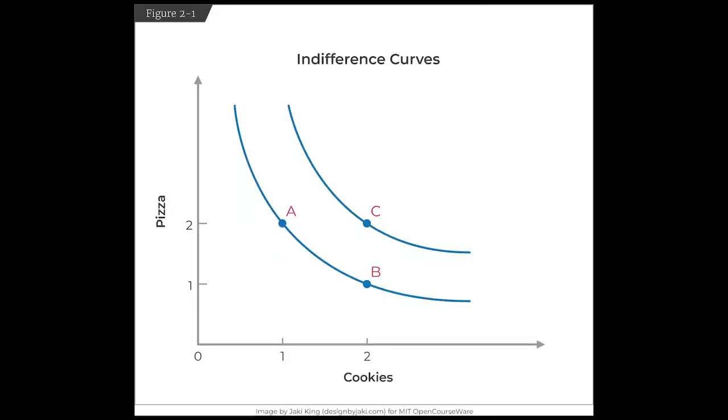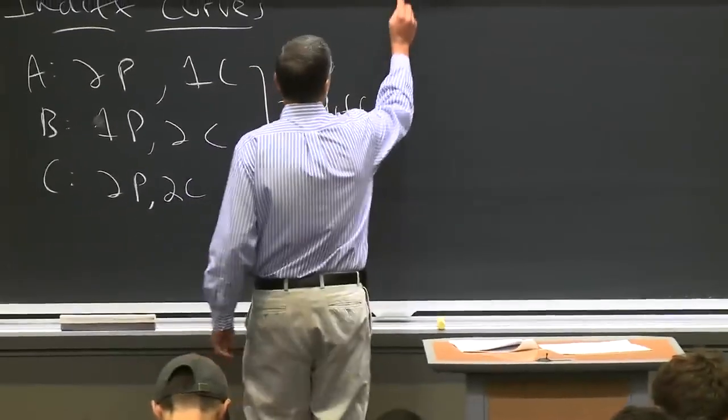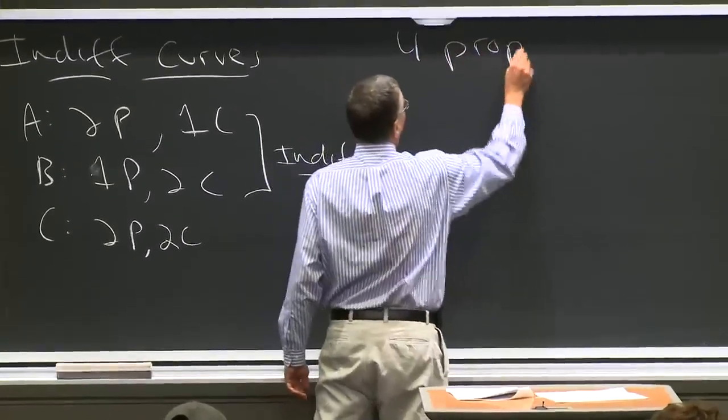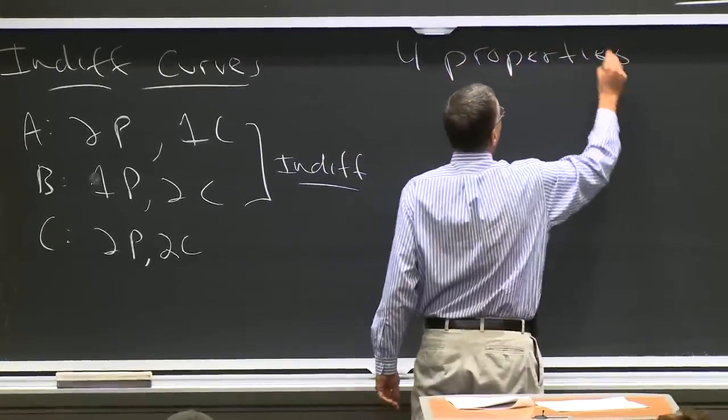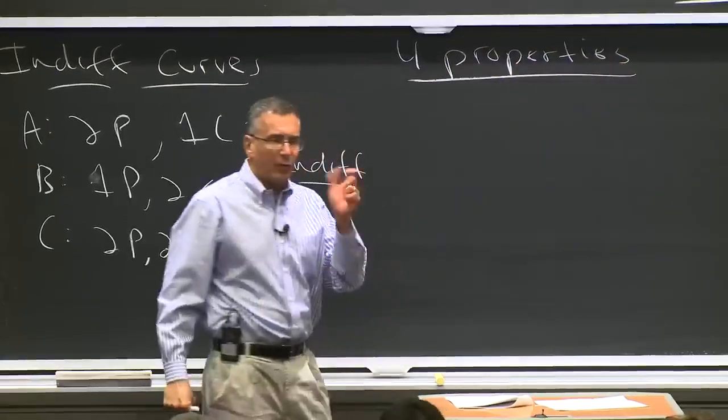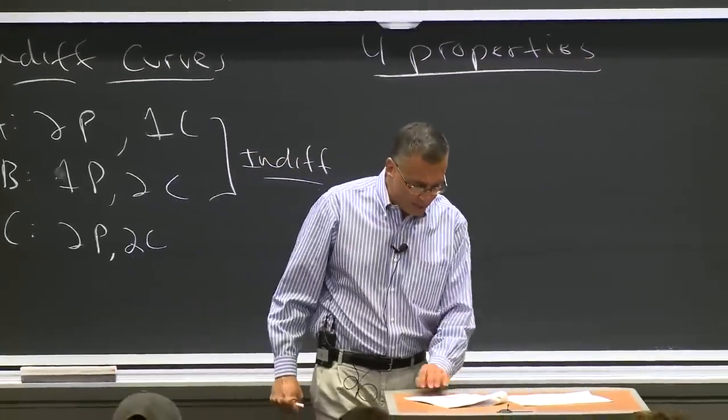And these indifference curves are going to have 4 properties, 4 properties that follow naturally from this. It's really 3.5. The third and fourth are pretty much the same, but I like to write them out as 4.